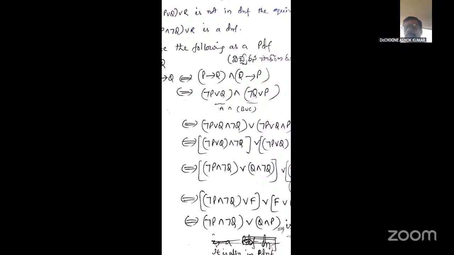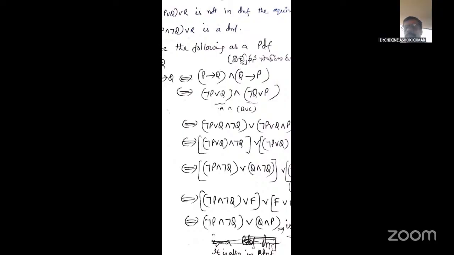A intersection B union C can be written as A intersection B union A intersection C. I'm going to use the right distributive law here. In the place of A we have negation P union Q, in the place of B we have negation Q, in the place of C we have P.